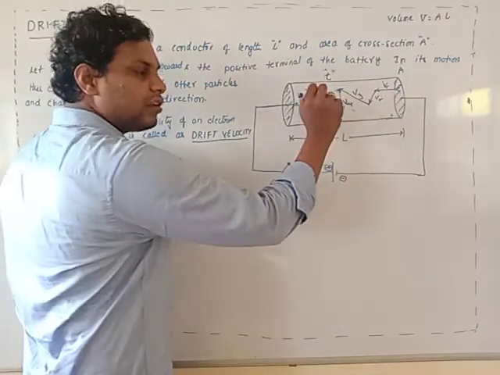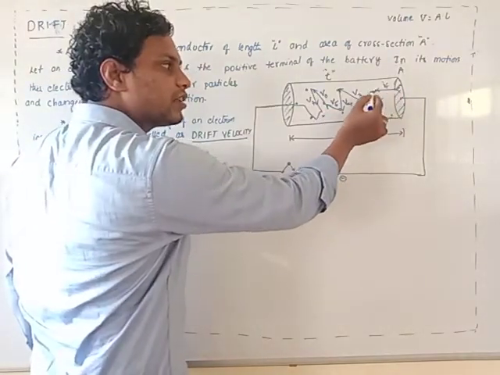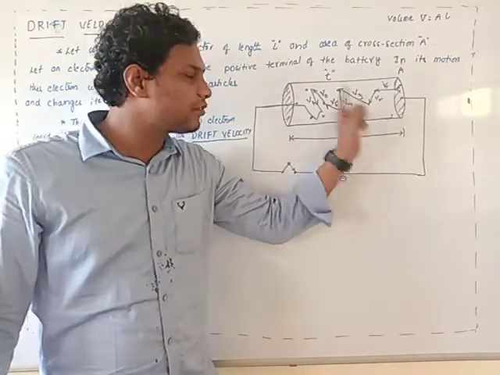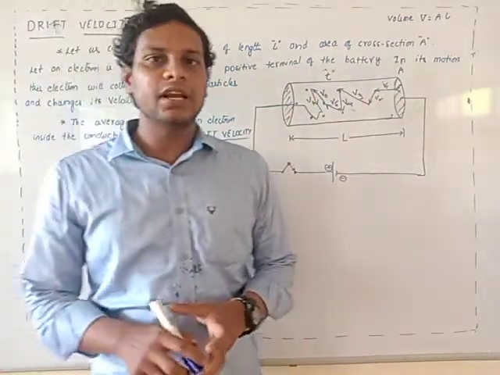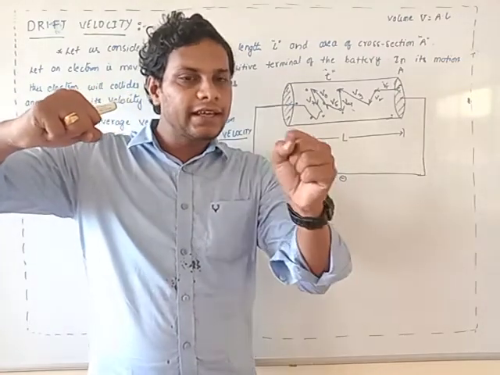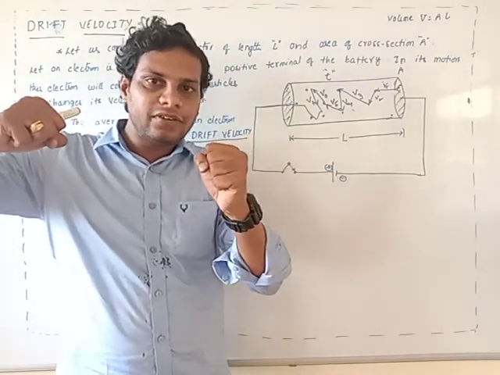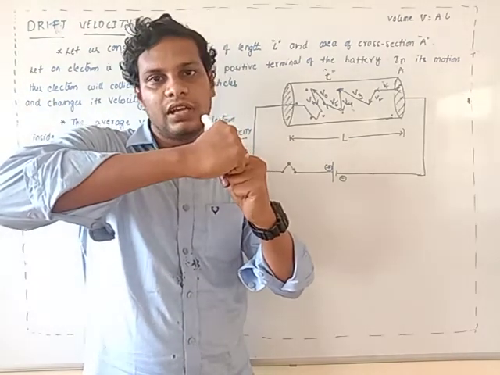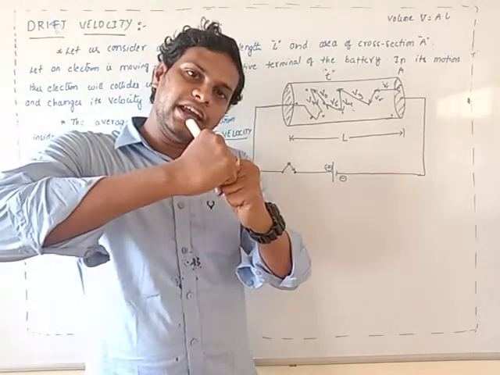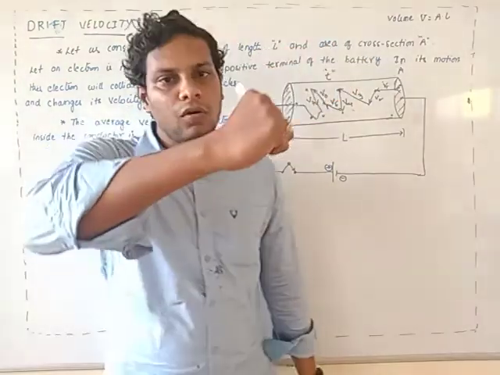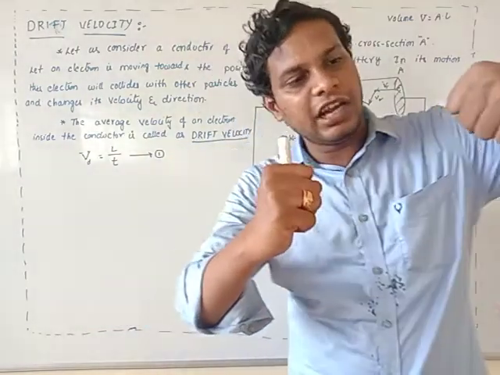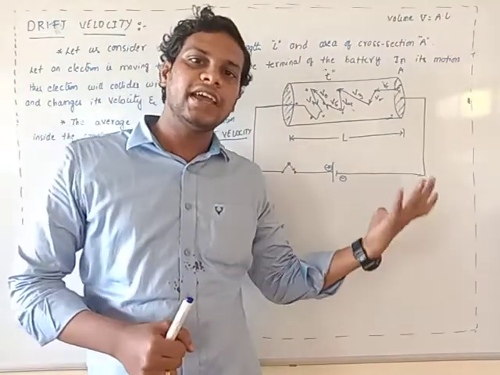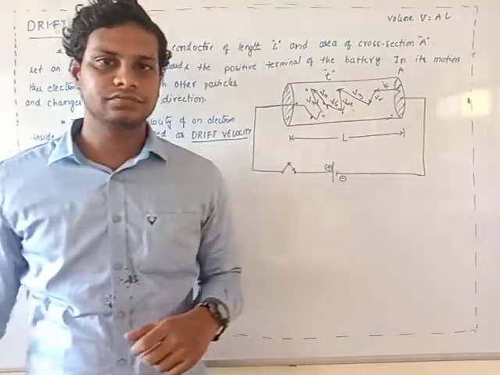Whenever this electron is accelerating, it will collide with other particles. For example, I will take this as an electron and this as the first particle. First this electron will collide with this particle, then it will change its velocity, which may increase or decrease, and it will change its direction. Now again it is moving in this direction, and in its path it may collide with another particle. If it collides with another particle, again it may change its velocity and direction.